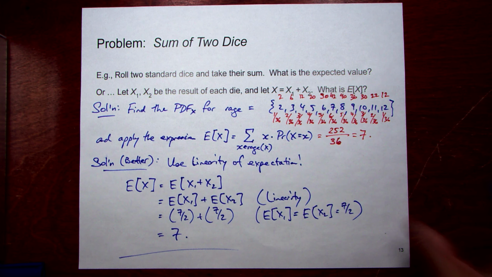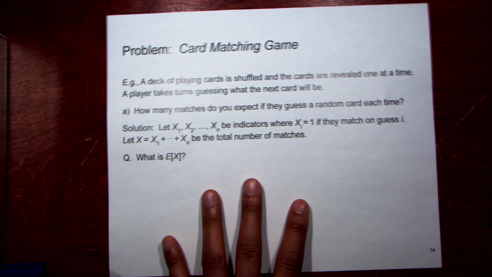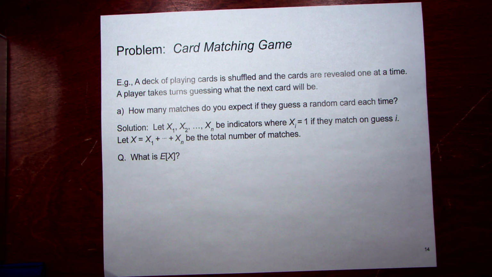Okay, next problem. You play a card matching game, and there are two variations of this where you shuffle the cards, and then you predict what the next card is going to be. If you're right, then you score a point. You keep on turning over cards until the deck is done, and how many matches do you expect to get? Now, there are two strategies that you can employ. One uses memory, and the other one doesn't.